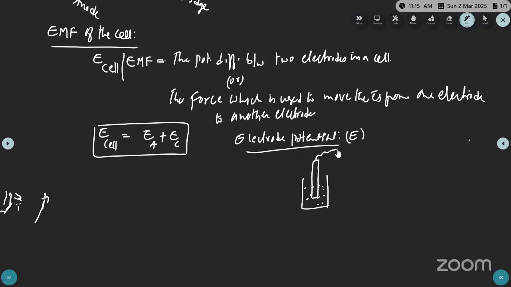So how can you define electrode potential? మరి ఎలా డిఫైన్ చేస్తావు? ఎలక్ట్రోడ్ పొటెన్షియల్ అంటే ఏంటి? ఇంతకుముందు ఏం చెప్పుకున్నామమ్మా? సెల్ పొటెన్షియల్ చెప్పుకున్నాం. ఇప్పుడు సింగిల్ ఎలక్ట్రోడ్ పొటెన్షియల్ చెప్పుకుంటున్నాం. So how can you define this electrode potential? See, here this is the metal rod and that metal rod is dipped in its electrolytic solution.